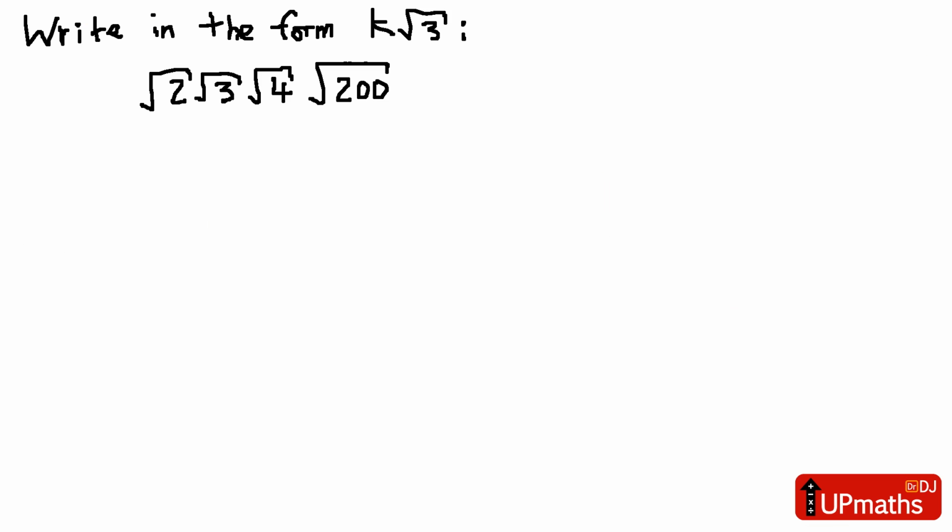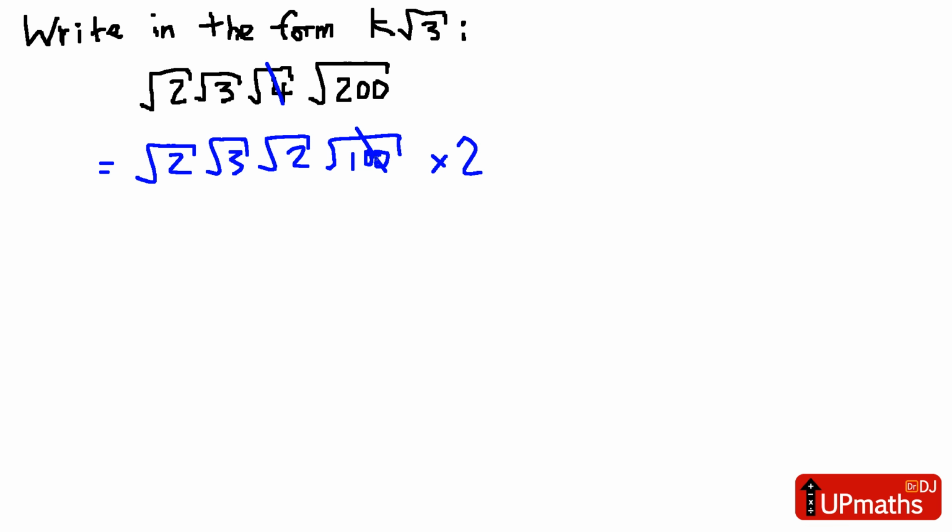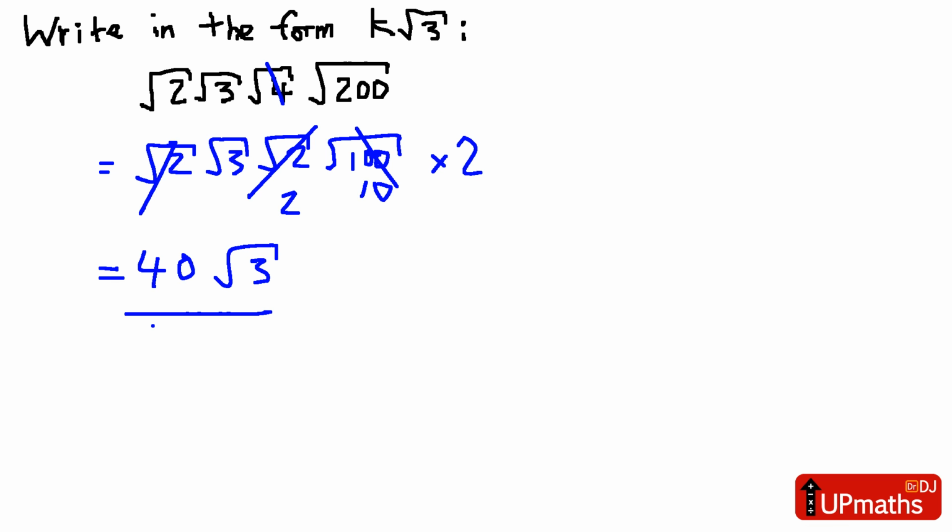Let's do the next one. Ooh, right in the form k root 3. I'm just going to go as fast as I normally would here. That's root 2 root 3. I'm going to put a times 2 at the end because that's what the root 4 is. Then that's root 2 root 100, that's just 10. These two cancel to make 2, so that would be 20 equals 40 root 3. There we go.